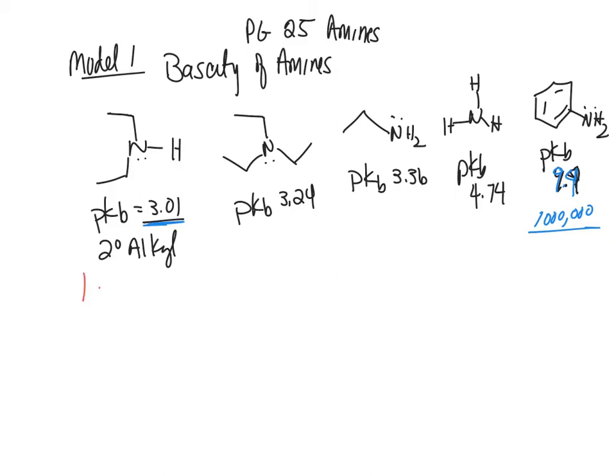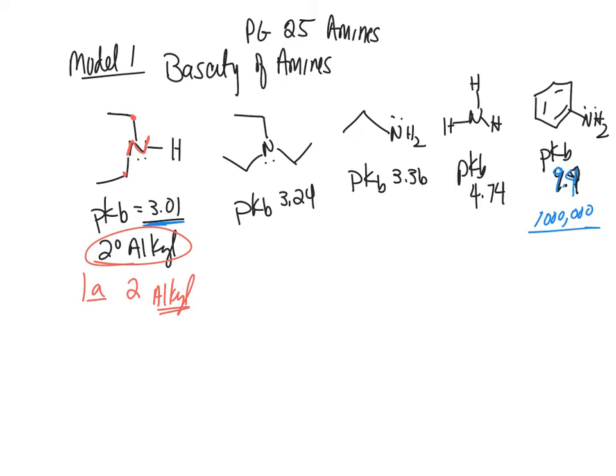Okay, let's answer question 1A. Consider the amines in Model 1. The first amine on the left is labeled secondary alkyl. For this secondary alkyl amine, how many R groups are attached to the nitrogen? How many did you put? 2? Yes, these R groups are alkyl, so you'd circle those.